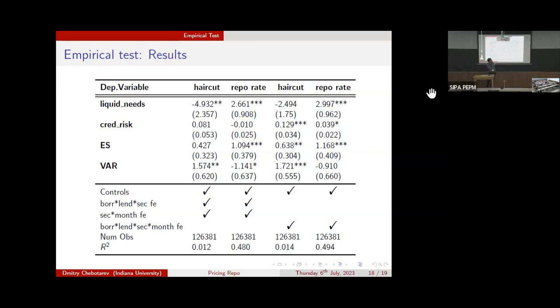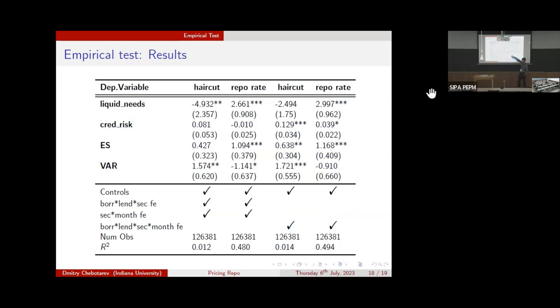Notice that in different specifications, the signs have changed, maybe not significant, but remember that I don't have a specific prediction about the effect of credit risk on the repo rate. The interesting part is that it's second source form and value at risk. In fact, they cap out the repo rate exactly in the manner as it was predicted, which I honestly did not expect at the moment when I started testing the model. For me, it was a bit messy.